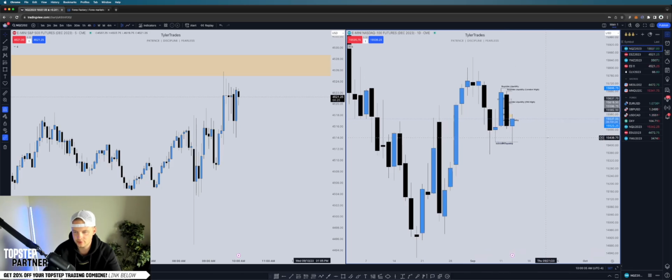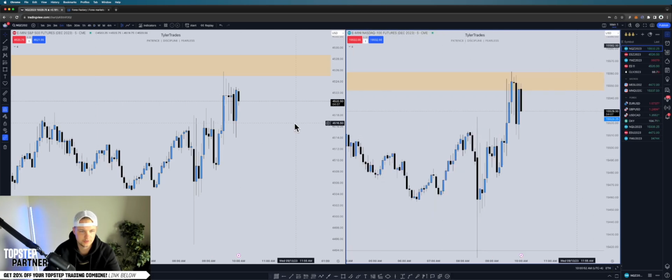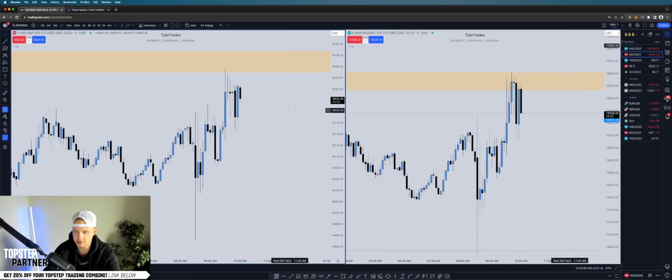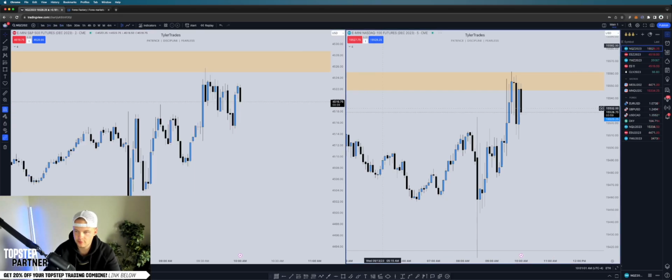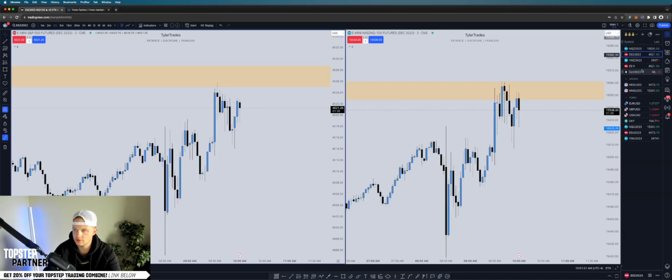So I'm pretty neutral right now, to be honest with you. But understanding that we're still respecting this fair value gap here on the daily time frame, we're going to just react and go off of what price shows us here. We got bullish FVGs forming now on the 2-minute for both ES and NQ. Guess we'll wait on that.